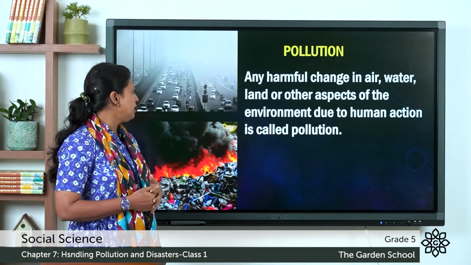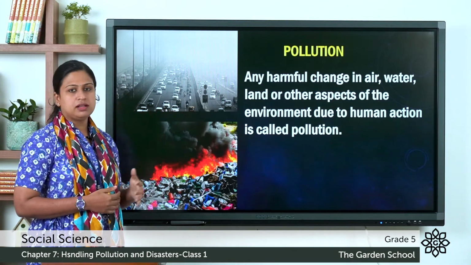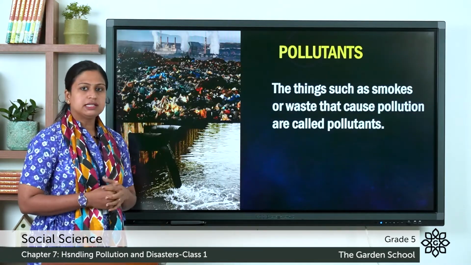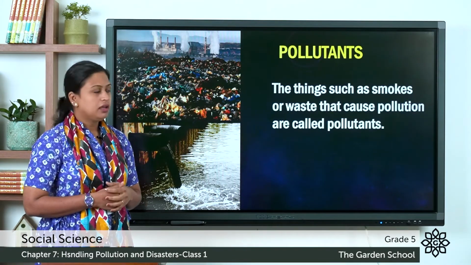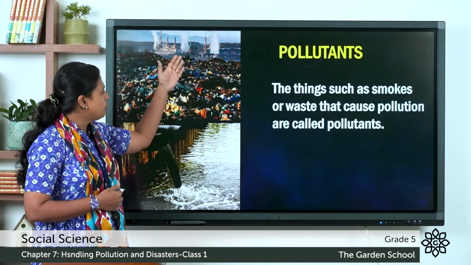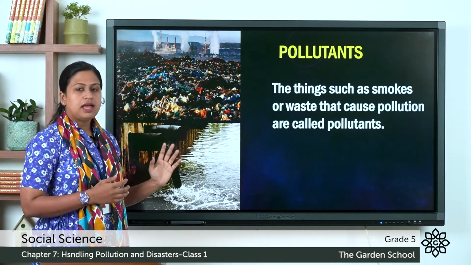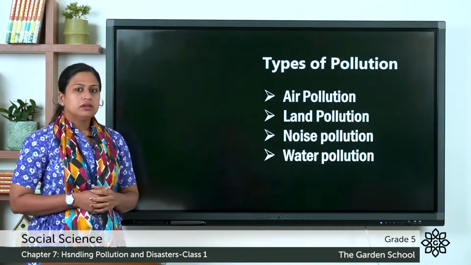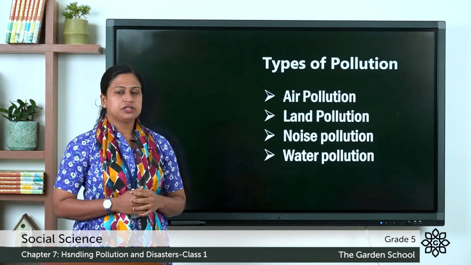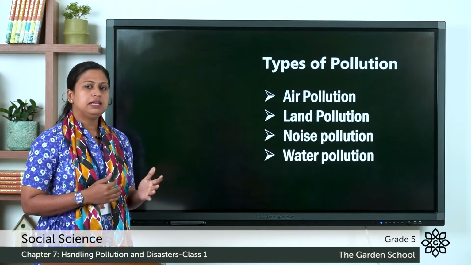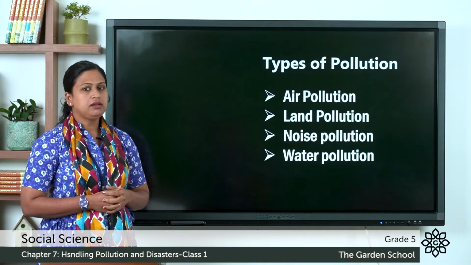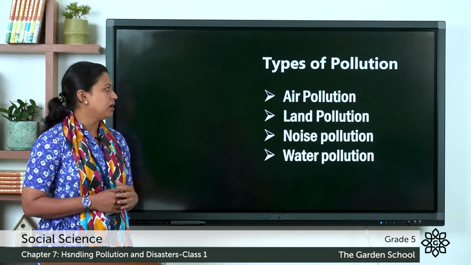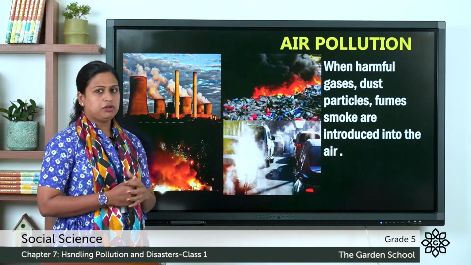So here you can see the smoke from the vehicles. It is creating air pollution. What do you understand by pollutants? Here you can see the smoke and the waste that causes pollution is known as the pollutants. We have 4 types of pollution, that is air pollution, land pollution, soil pollution and noise pollution. So we will be discussing them in detail one by one. First, we will see air pollution.